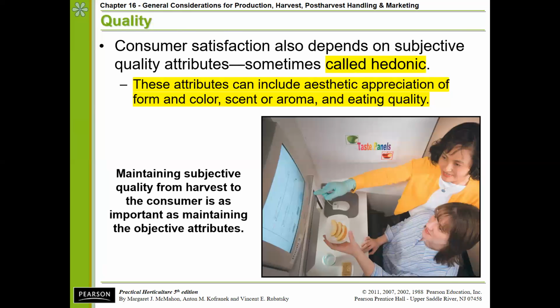And I think really this depends upon your audience. Who is your consumer? If you're selling wholesale, then you really don't have control over that. If you're selling direct to your consumer, then you do have a direct impact on that subjective quality, and you can influence some of these standards.